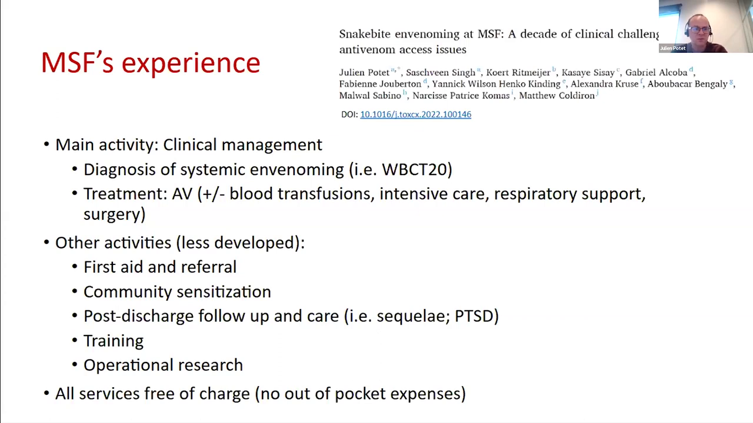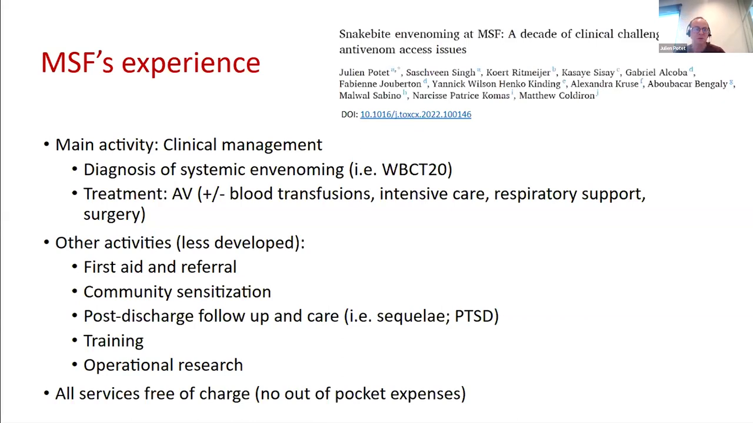So through our networks of community health centers or primary health centers, sometimes we contribute to first aid and referral. We conduct community sensitization in regions with a very high incidence. We try to develop some activities after discharge because we know that patients may suffer from sequelae, including post-traumatic stress disorder. So it's important to develop mental health and supportive activities following the discharge.